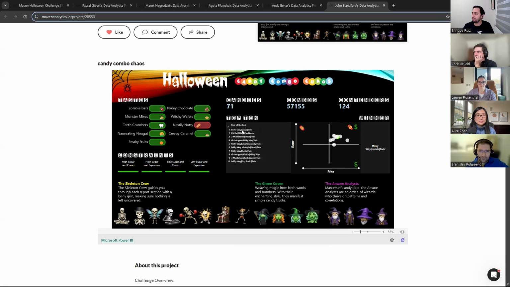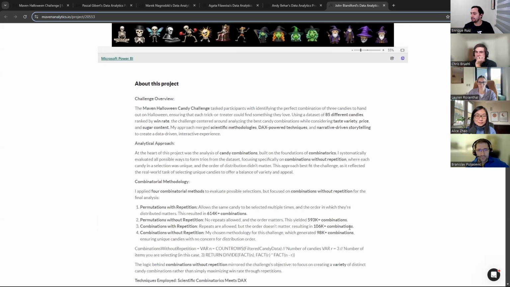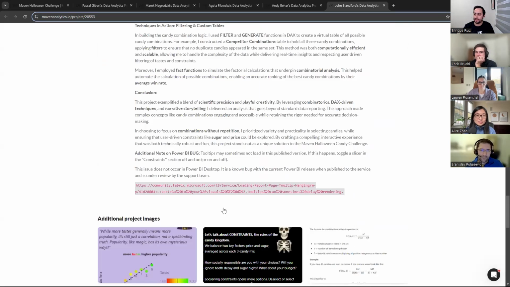And this is the top 10. We've got Milky Way, Nerds, and Twix as the top option, and you can see it here. Maybe you want to go with the one with the least sugar out of this top 10. Well, you can just choose this one here. And John does call out that you'll see the tooltips aren't loading. He calls that out. It's a Power BI error that he noticed.